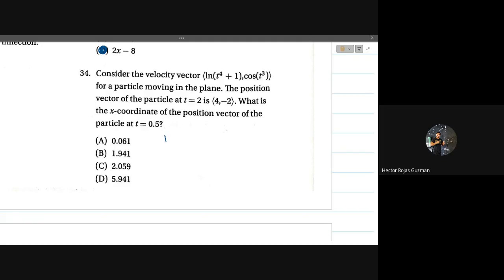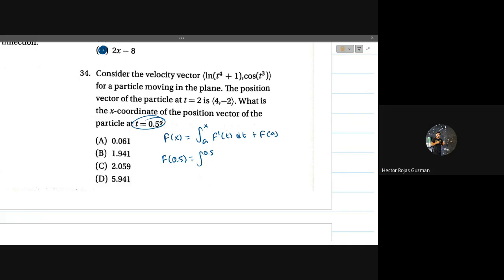I'm going to put the generic formula. F of x equals the integral from a to x of f prime of t dt plus f of a. This is the formula you use when you're given a derivative and you want to find the position at f of something. And that's what we got to do right now. We need to find the position of the x coordinate at 0.5. So the integral to 0.5.